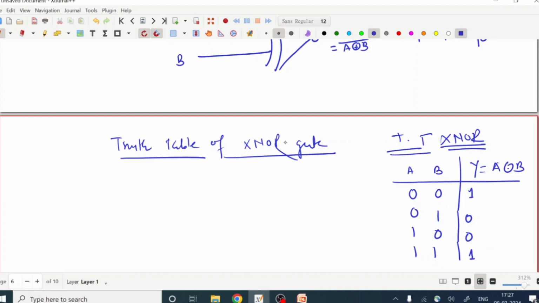Here we can say that when both the inputs are the same, 0 0 or 1 1, only then the output is 1. When one input is 0 and another input is 1, then the output is 0. This is also an inverter, providing an output which is the inverse of a XOR gate. In this way we have covered all the logic gates like AND gate, OR gate and NOT gate.